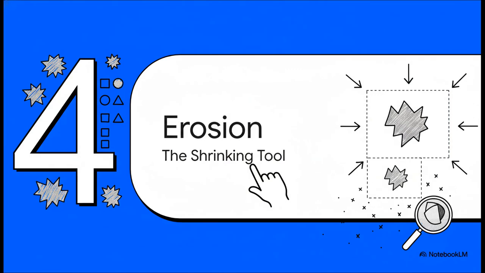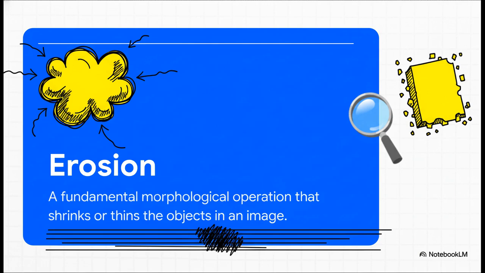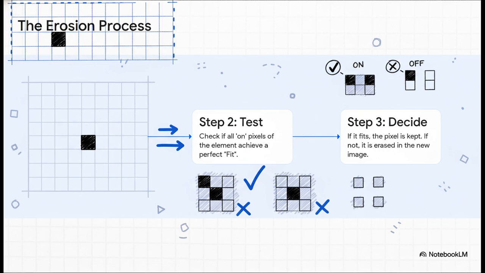So, with that in mind, let's look at the first of the two big operations that uses these ideas. It's called erosion, and it's all about that super strict fit test. Just like the name implies, erosion is all about making things smaller. It systematically eats away at the edges of the bright objects in an image, which makes them shrink or get thinner. Here's how it works, step by step.